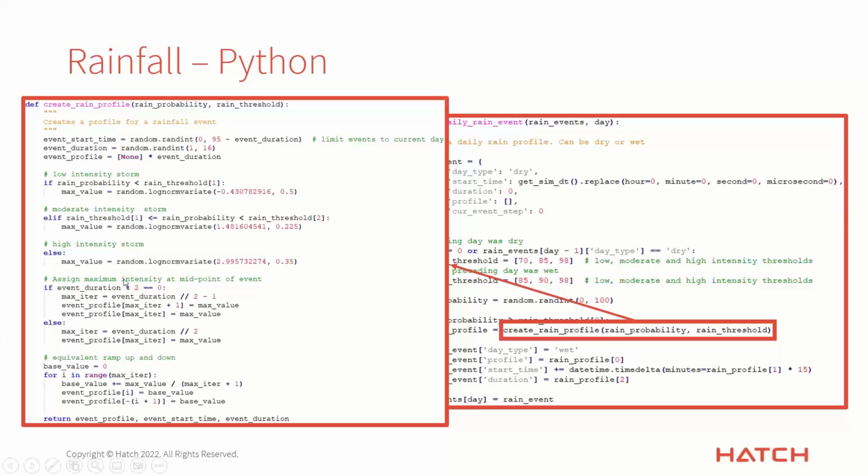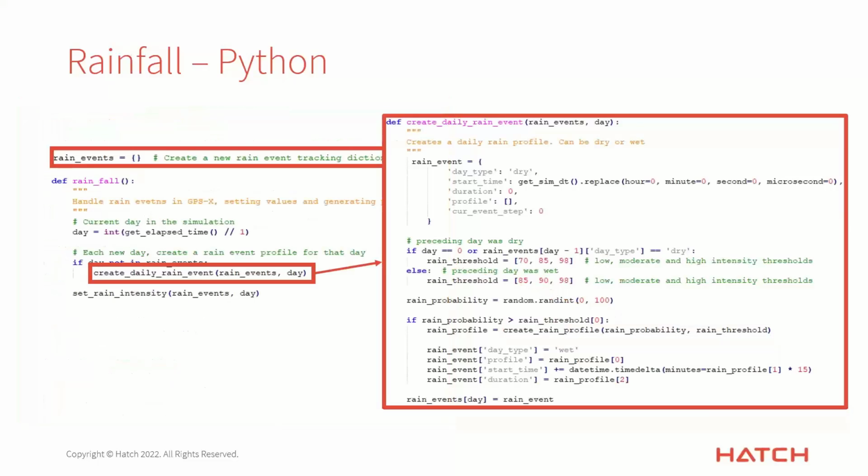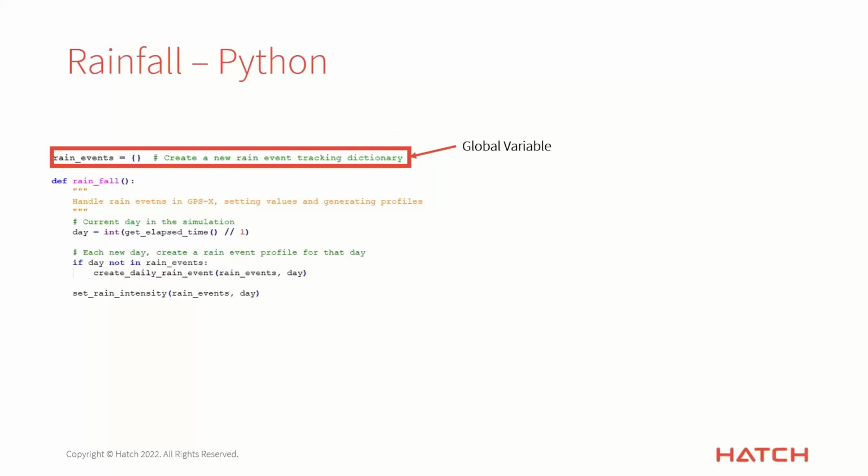So once we have that maximum value, we'll say that the midpoint of our profile is going to be equivalent to the maximum. And then we'll just define our equivalent ramp up and ramp down profiles into our rain profile dynamics. Okay, stepping back to this function, all we do is add the characteristics of our rain profile to our rain event, and then we add our rain event to our rain events dictionary, just so that we have one for that specific day.